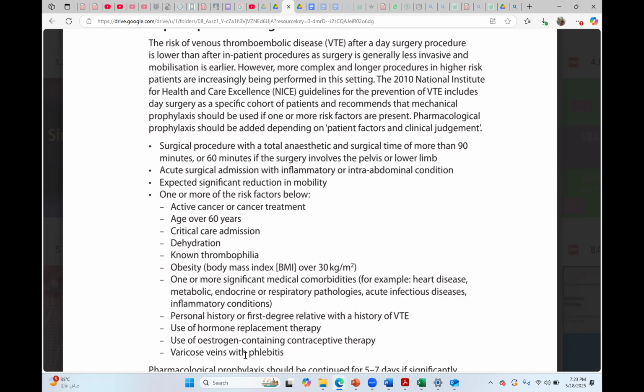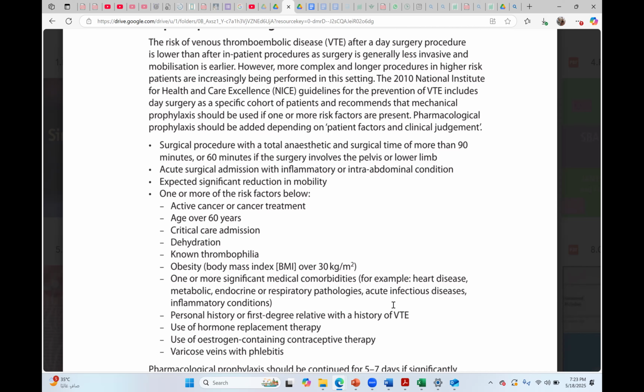So you see varicose veins with phlebitis, use of estrogen-containing contraceptives, use of hormone replacement therapy, personal history of or first-degree relative with a history of VTE, one or more significant medical comorbidities like heart disease, metabolic, endocrine or respiratory pathologies, acute infectious disease, inflammatory conditions. So all these are risk factors. Okay.